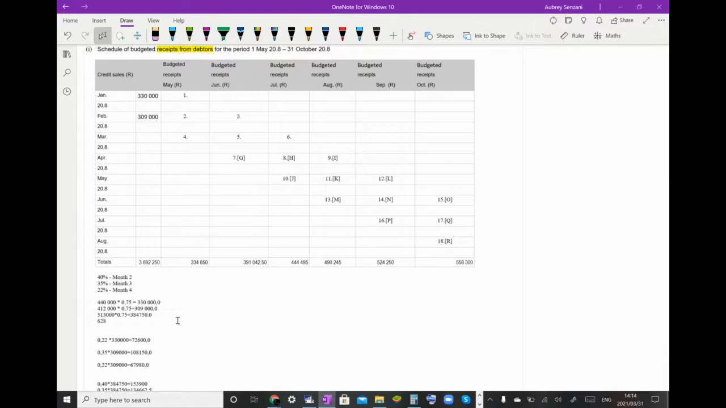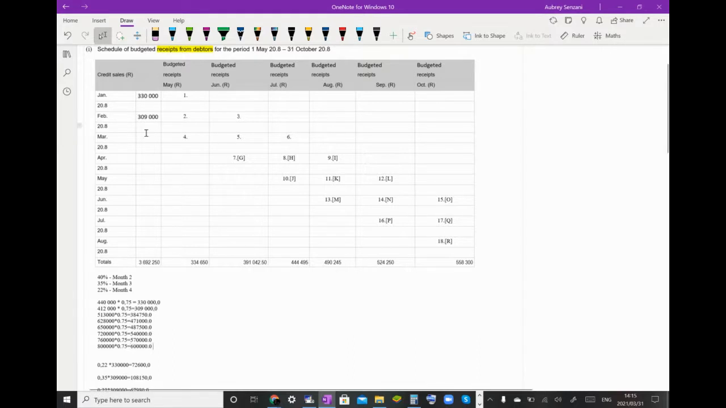there. 682,123 times 0.75. Okay, the next one, there's May for the budgeted 650,000 times 0.75, and 720,000 times 0.75, 760,000 times 0.75. Okay, then finally 800,000 times 0.75.